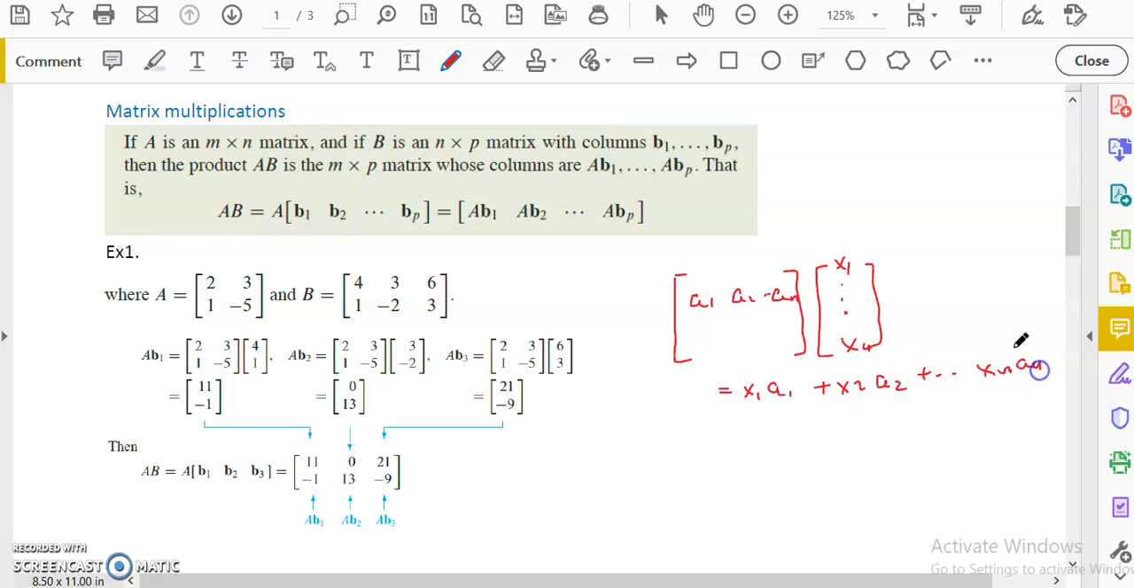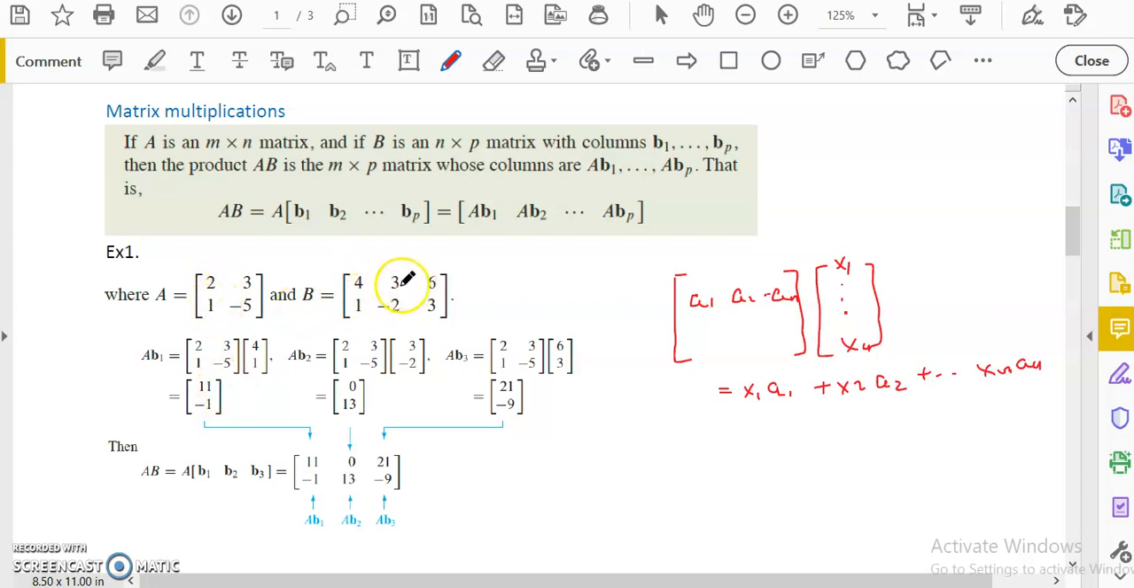a_2, ..., a_n times x_n. But if I have A times not just x_1 through x_n, but multiple sets of weights, what can I do? We can treat these as different weights. The first is the b_1 weights, so we do A times b_1. The second is another set of weights, and the third is another set. So you would do A with each column of B, using these weights to multiply them. So it'd be 4 times 2 and 1, right?